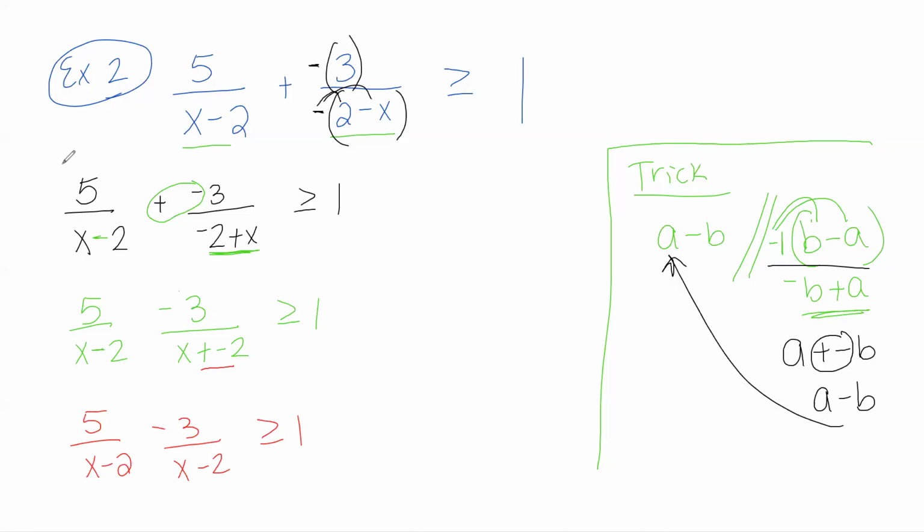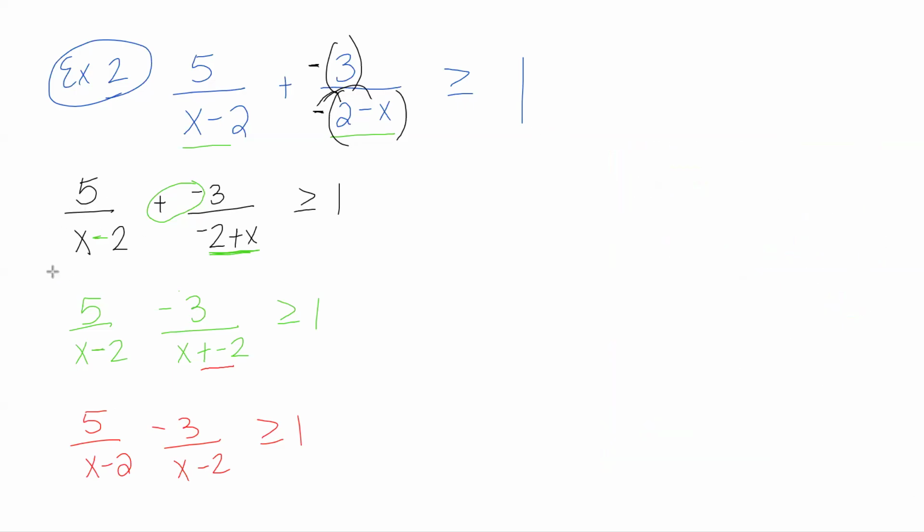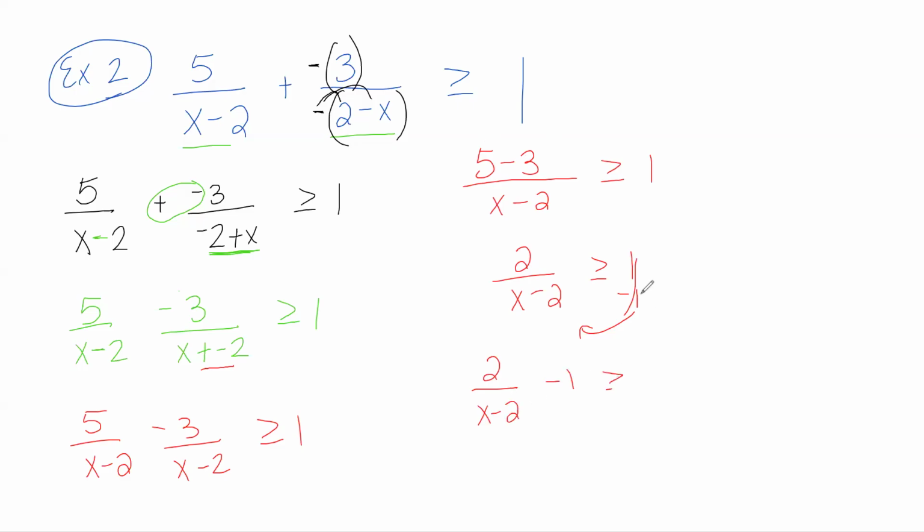And since we have a common denominator, we can go ahead and put these together. So that's really going to kind of cover up our trick here. That is really 5 minus 3 over the common denominator, x minus 2, bigger or equal to 1. Well, 5 minus 3 is just 2 over x minus 2, bigger or equal to 1. And now we want to get the right-hand side to be 0. So let's minus 1, and that'll come over here. So 2 over x minus 2, subtract 1 is greater or equal, this cancels to 0. That is our new problem.